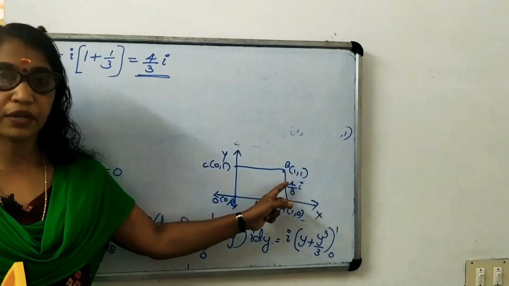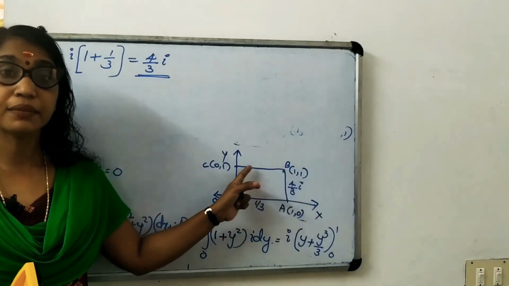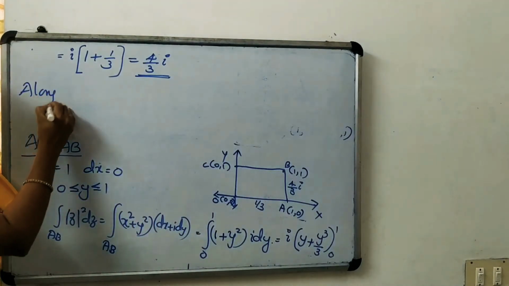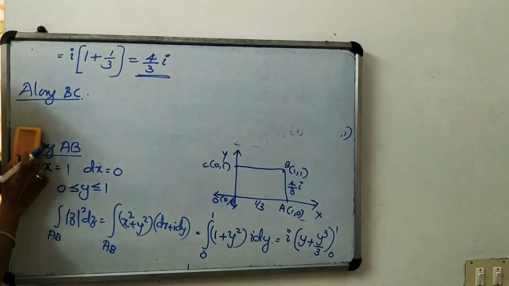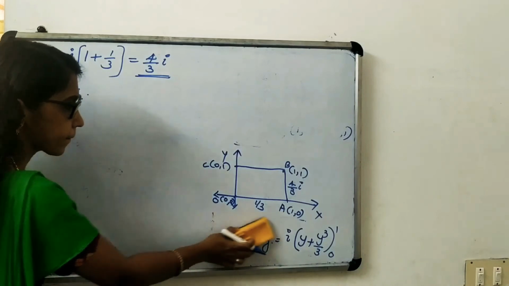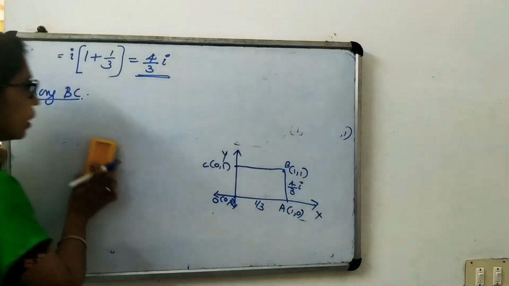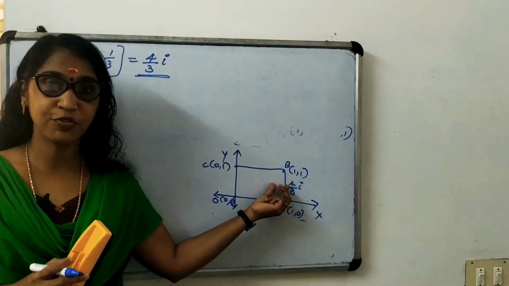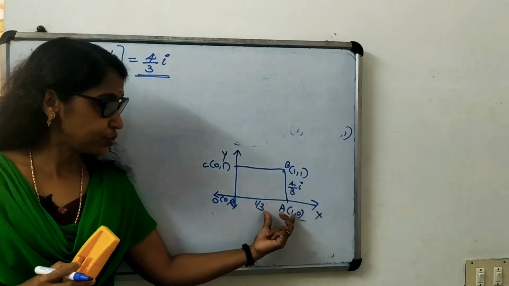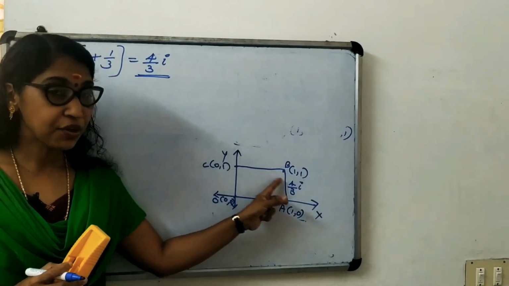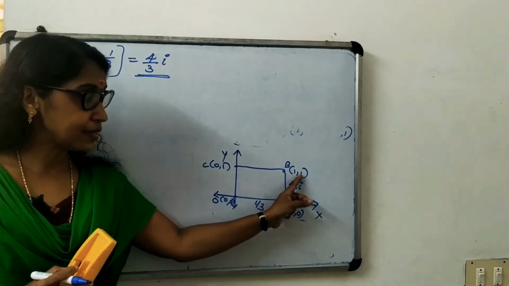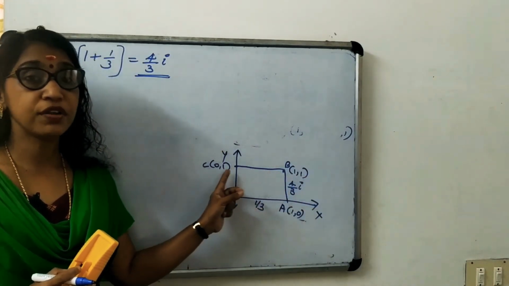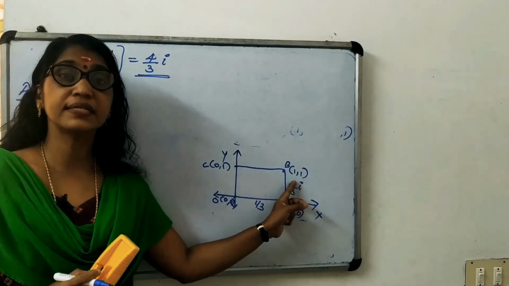Now we are going to find the integral along the path BC. Okay, along BC. Now we have to find the equation of BC. What is the equation of BC? BC is a line parallel to the x-axis and passing through the line y is equal to 1. Look at this here. Here the y coordinate is 1, here also the y coordinate is 1. So this line is passing through the point y is equal to 1. So the equation of this line is y is equal to 1.